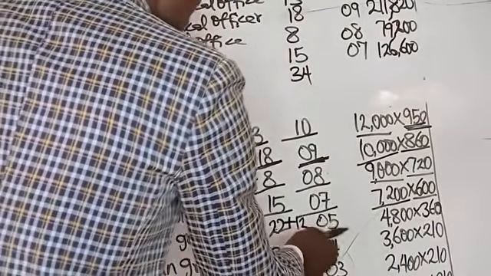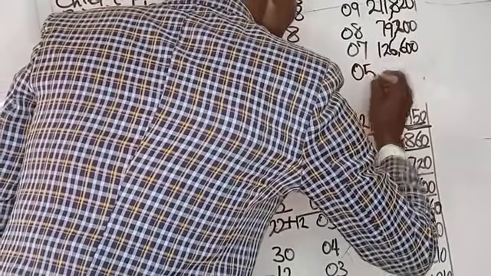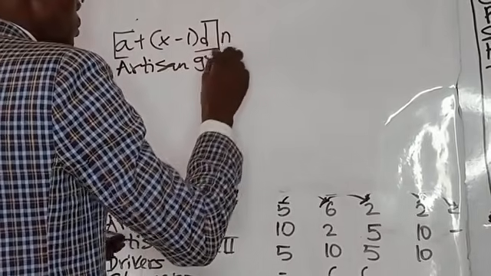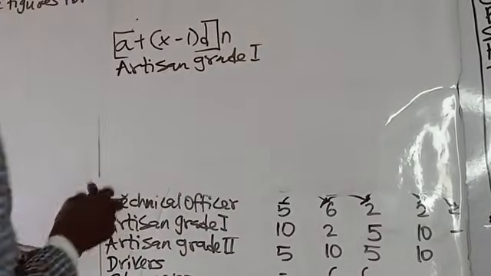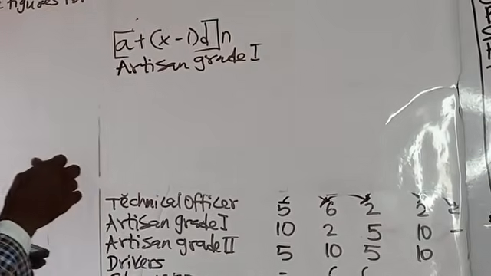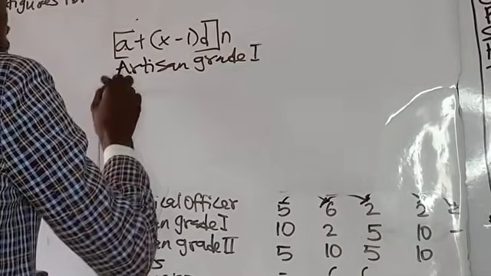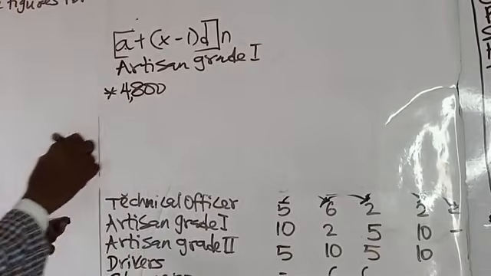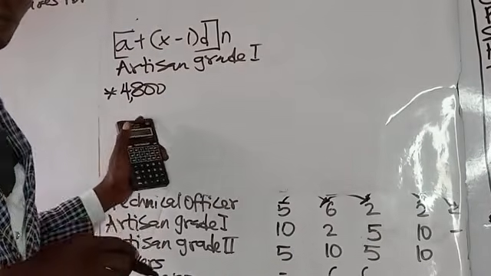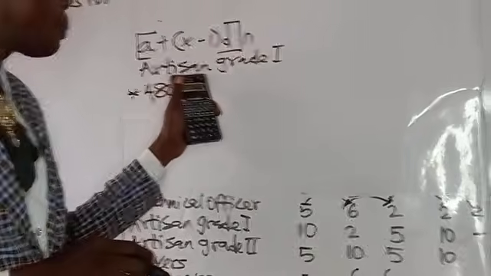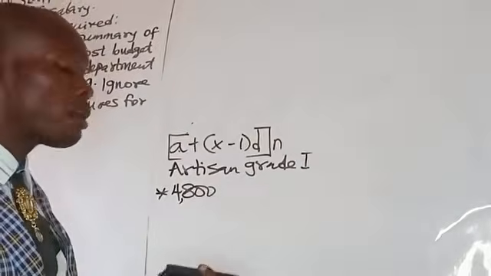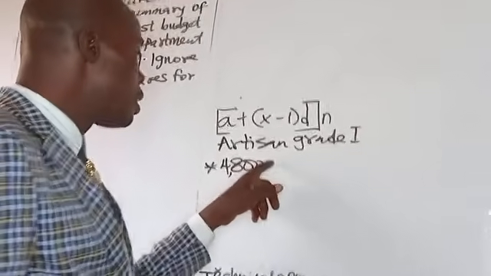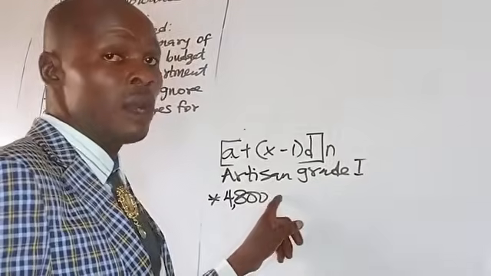Grade level 5. Artisan grade 1. Their basic pay is 4,800. I want to consider the newly employed staff, the newly employed artisan. I told you that newly employed employees will be placed on step 1 of their grade level.